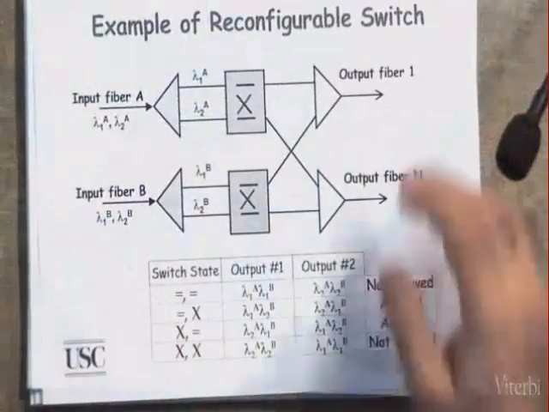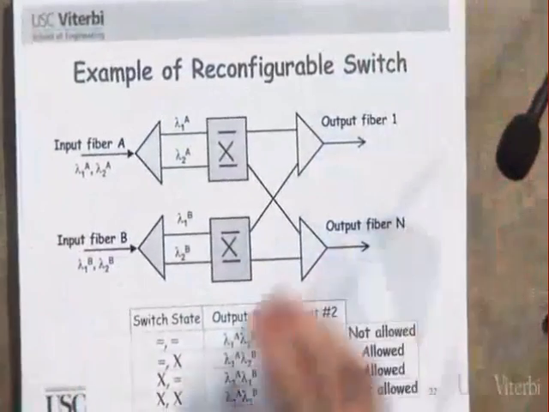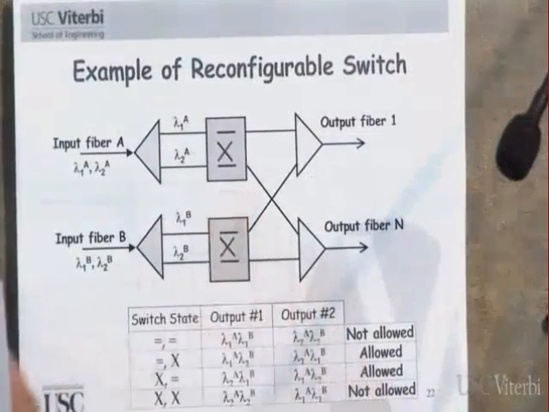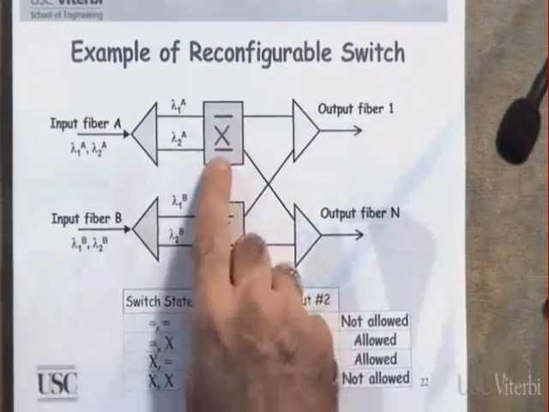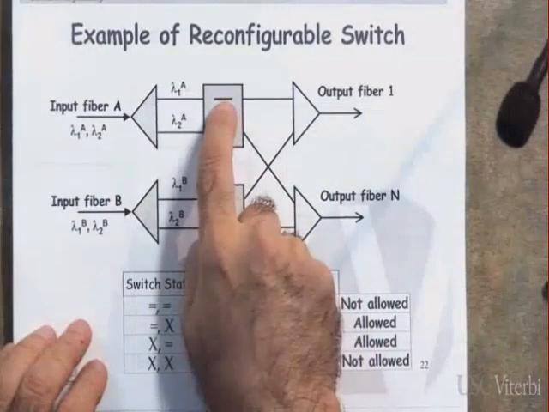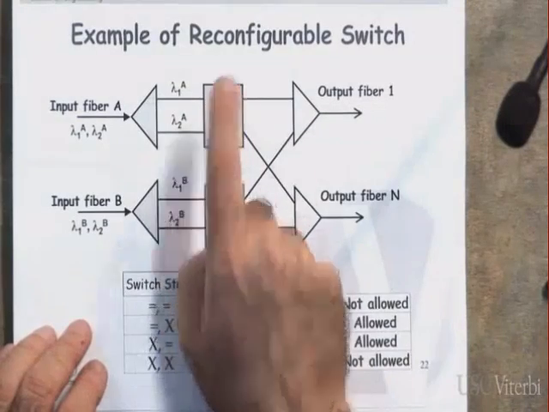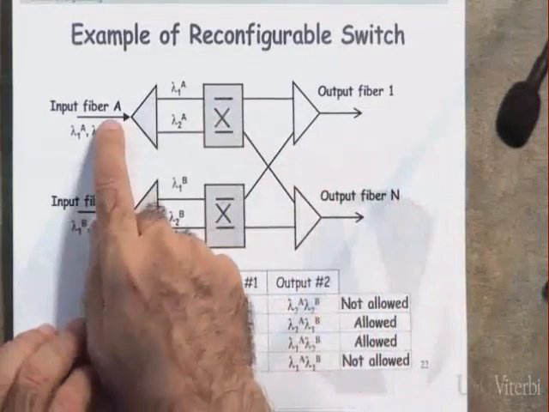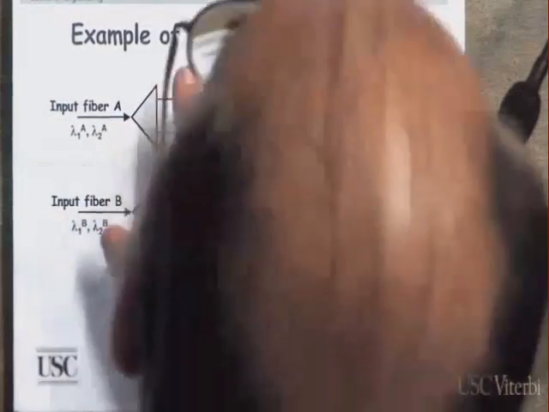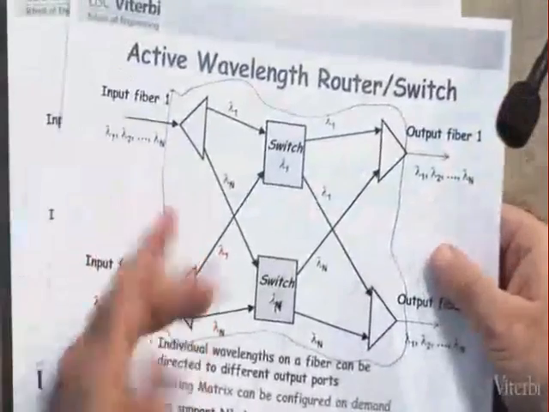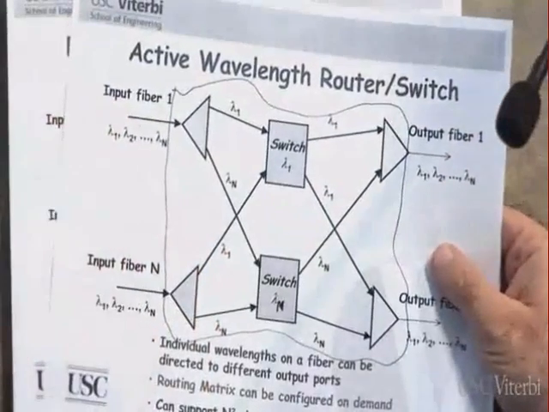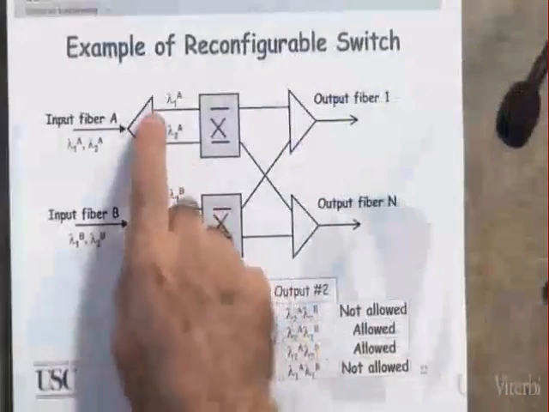This is an example of a reconfigurable switch. How many states do you see here? Two states: the bar state and the cross state. Let's see if you can help me here. How many inputs do we have? This is, again, this one, but with two inputs. Clear?